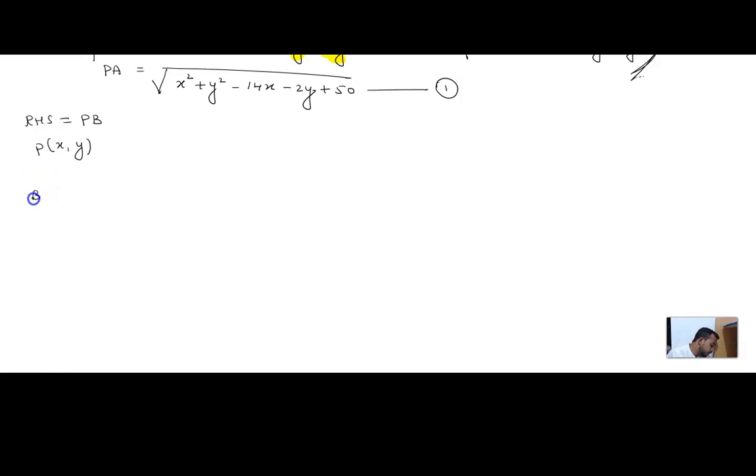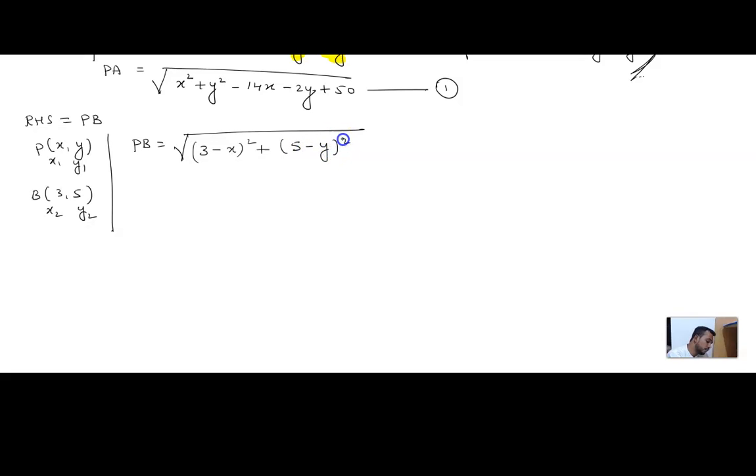So the coordinates of B is (3, 5). Let me say this is x1 and this is y1 and this is x2 and this is y2. We are finding the distance between P and B, that is PB equals root of (x2 minus x1) whole square, that is x2 is 3 minus x1 is x, whole square, plus (y2 that is 5 minus y1 that is y) whole square. Got it, children?